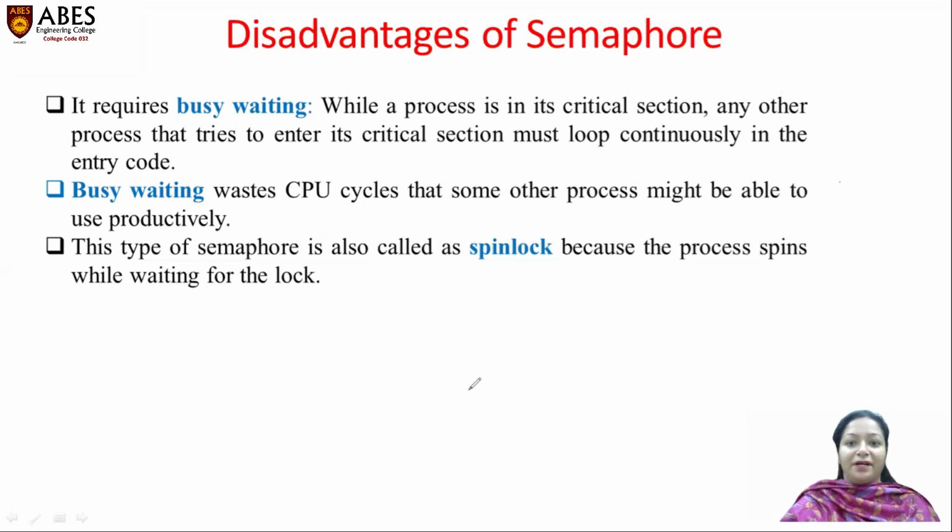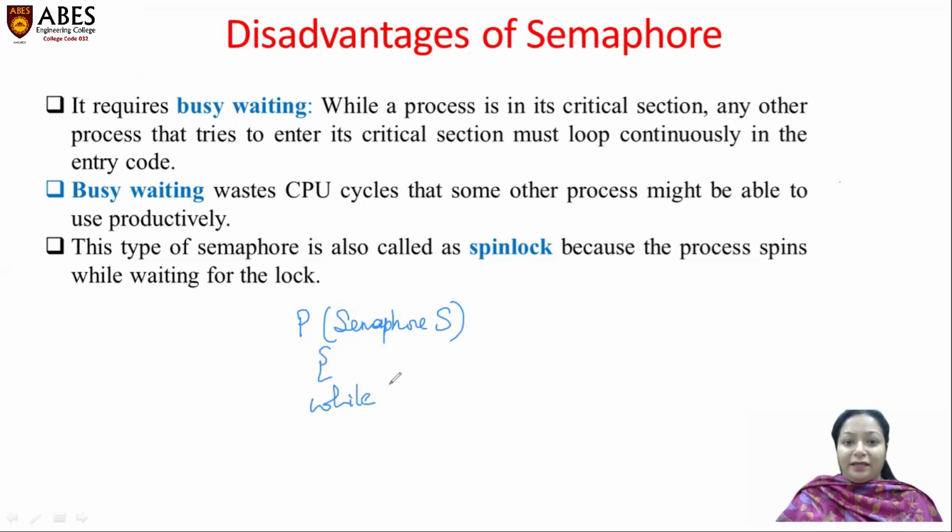So the most important disadvantage of semaphores is busy waiting. Now, what is the meaning of busy waiting? If you remember, we have seen the code for the wait operation. That was something like this. We have a semaphore S and we are applying the wait operation on this semaphore. And in this code, we were checking whether the value of the semaphore is less than or equal to 0 or greater than or equal to 0, right?